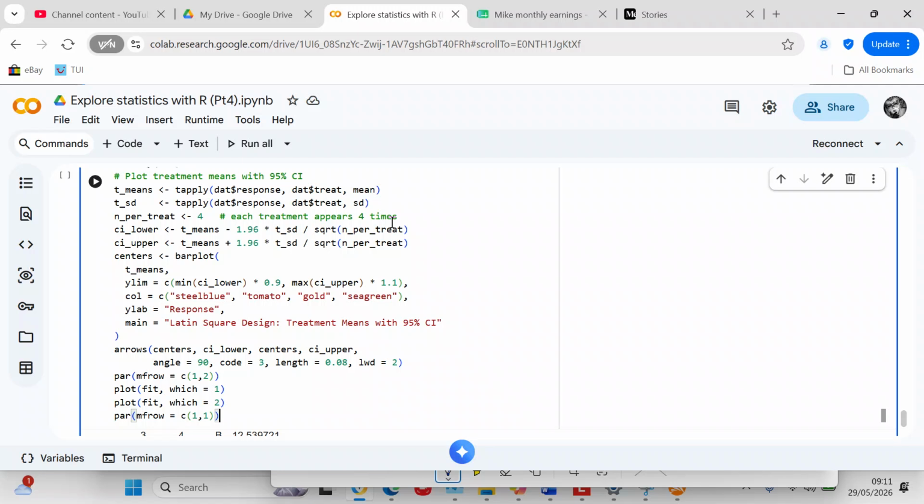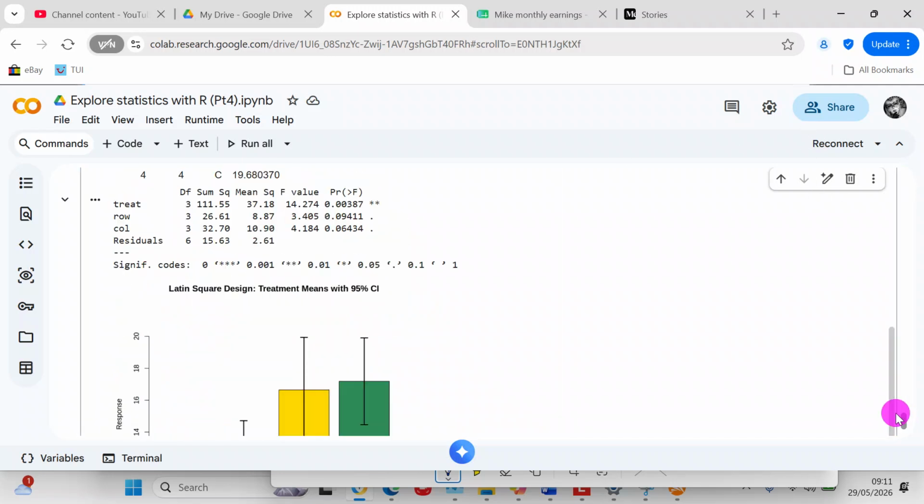And now we're going to make some arrows. Arrows, brackets, centers, comma, ci lower, comma, centers, comma, ci upper, comma, angle equals 90, comma, code equals 3, comma, length equals 0.08, comma, lwd equals 2. Then par, brackets, mfrow equals a vector of 1 to 2, plot fit, which equals 1, plot fit, which equals 2, and par, mfrow equals a vector of 1 to 1.